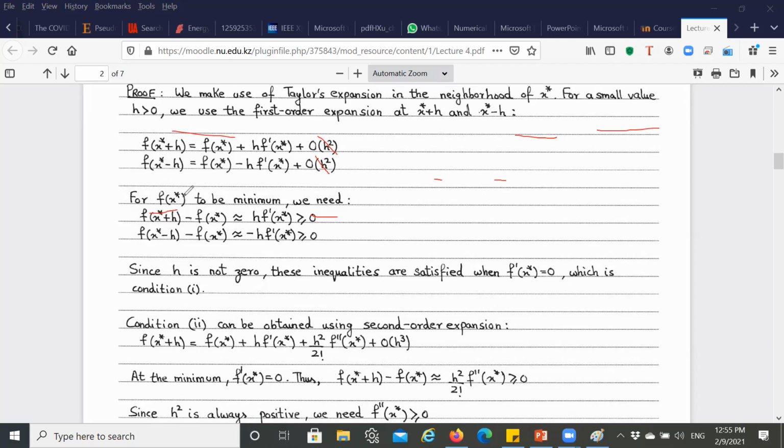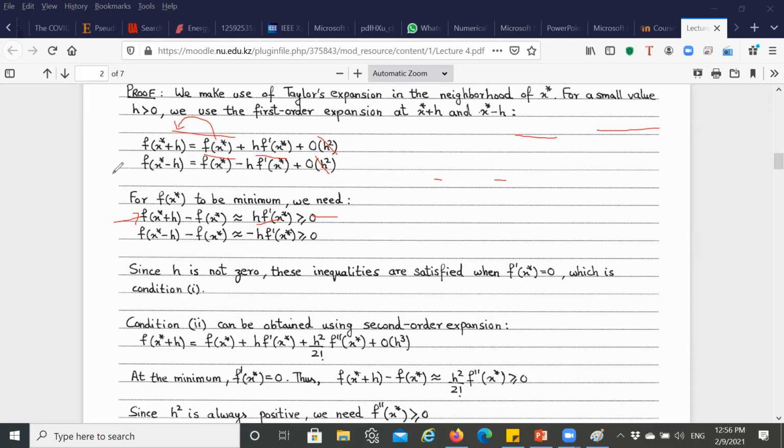If we ignore this, what we can do is take f of x star to the left-hand side of the equation. So I would get f of x star plus h minus f of x star, which is approximately equal to this term, which remains on the right-hand side.